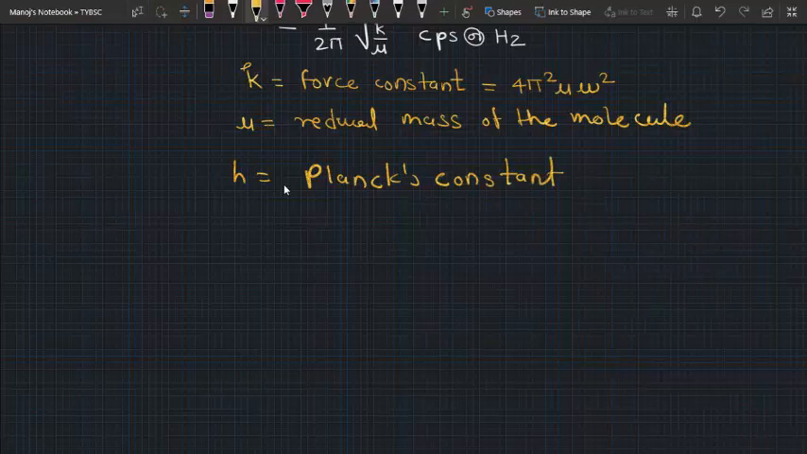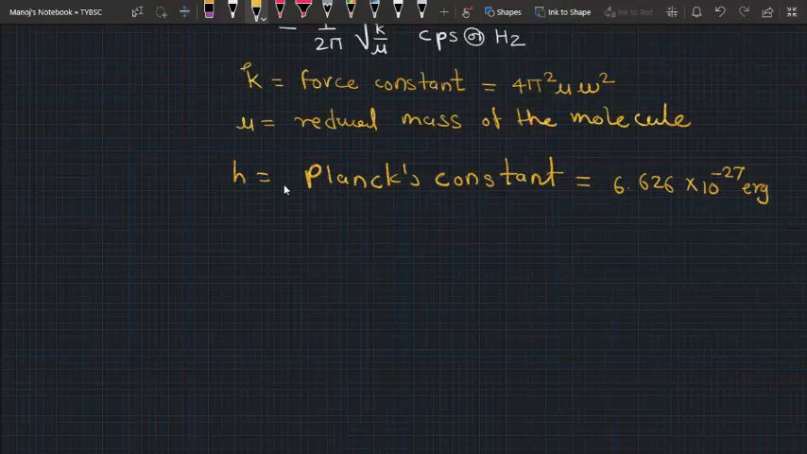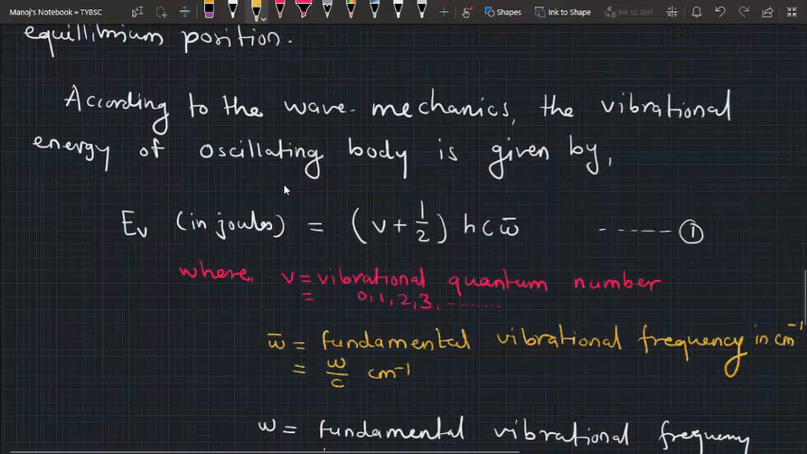h is equal to Planck's constant, and it has the value 6.626 × 10 raised to minus 27 joule per second. Now this energy is in joules. This vibrational energy is in joules. So let us convert this energy into centimeter inverse.